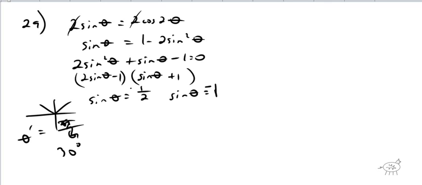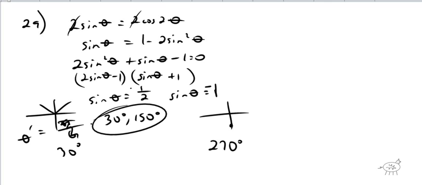Okay, and so anyway, the answer is 30 degrees, and then 150 degrees, 180 minus that. And for sine of -1, we're down here, so that's going to be 270 degrees. Okay, so those are your 3 answers. Didn't square anything, so no extraneous solutions.